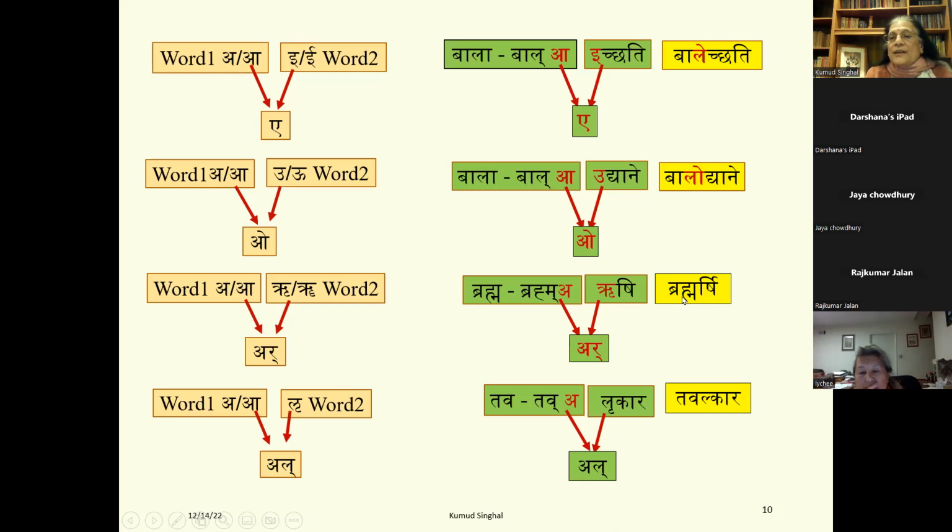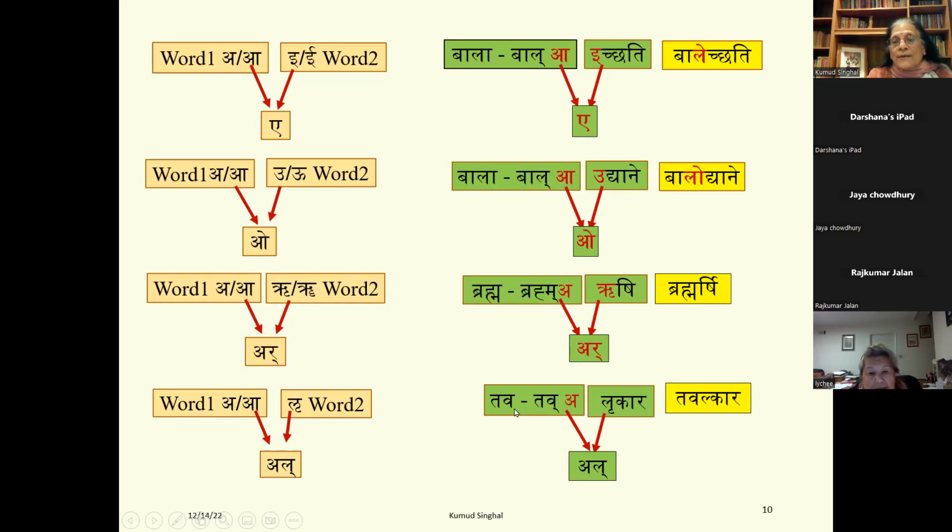So Brahmarṣi. Brahma ends in a, ṛṣi begins with ṛ. Both of them are replaced by ar, which is the guna of ṛ. The a of ar with ma becomes this ma here, and this ra is written here. So Brahmarṣi. This word ends with a or ā, followed by a simple vowel ḷ, and both of them are replaced by al.